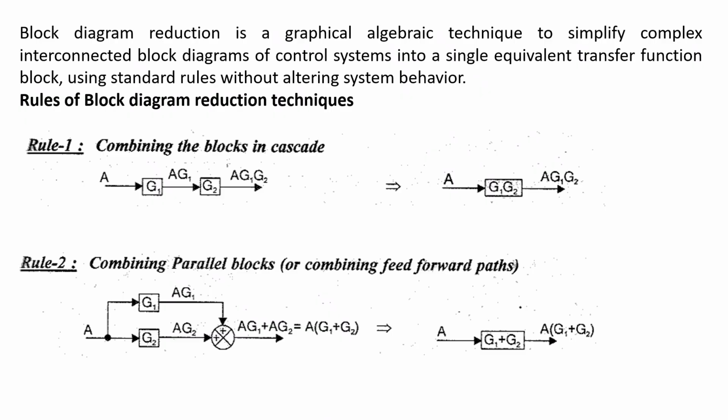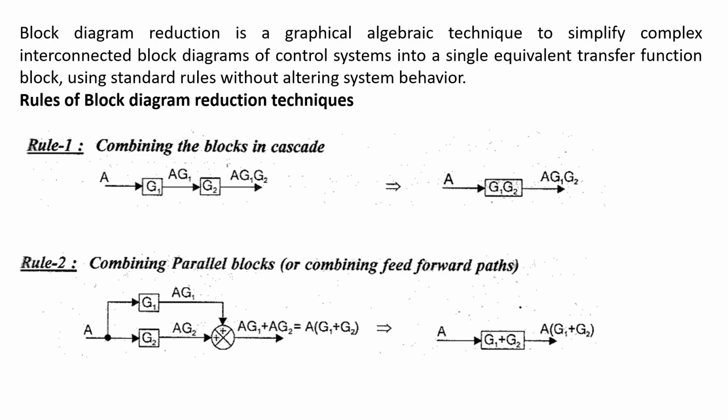So as we said, block diagram reduction is a graphical algebraic technique to simplify the complex interconnected block diagrams of control systems into a single equivalent transfer function block. That is, an open loop system will be formed from a complicated closed loop system. And this conversion is followed by applying standard rules without altering the system behavior.